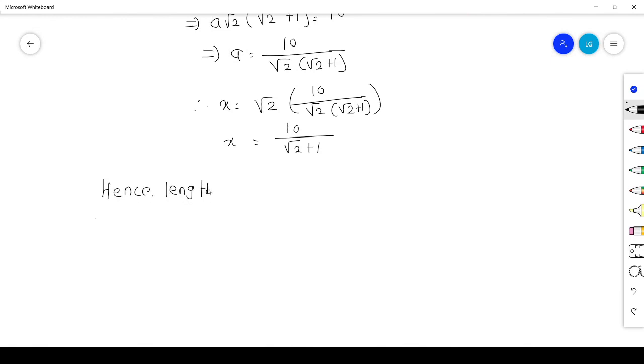Length of side of octagon formed is 10 upon root 2 plus 1.